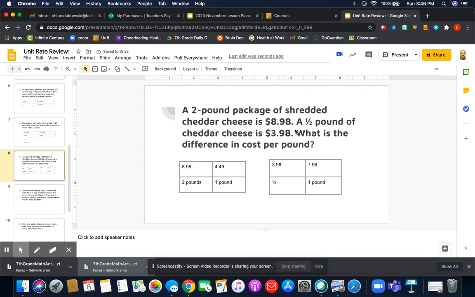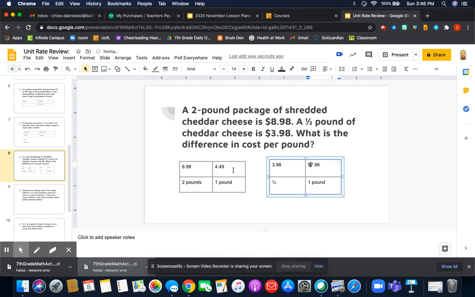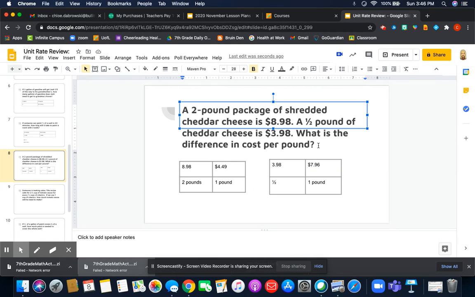All right, we still have not answered our question though. What is the difference in cost per pound? Difference means I'm going to be subtracting. So I'm going to take my $7.96, subtract $4.49, and the difference is $3.47.